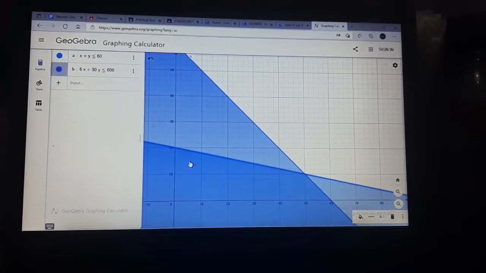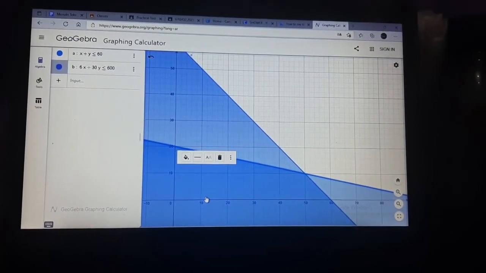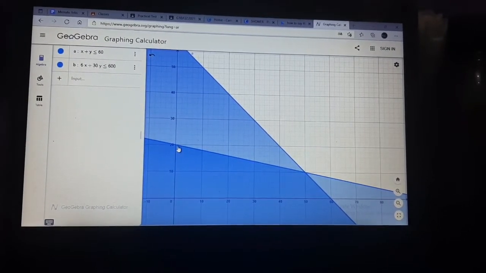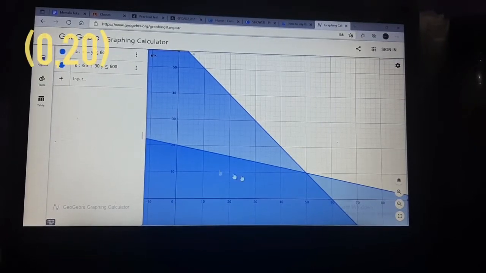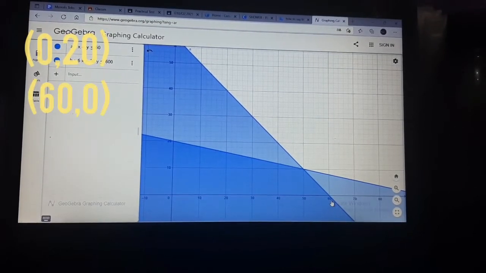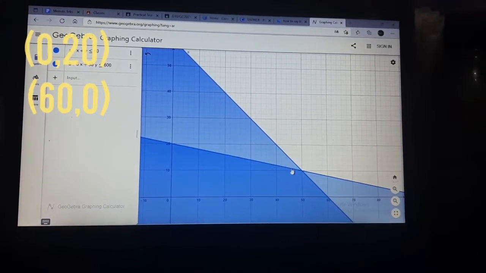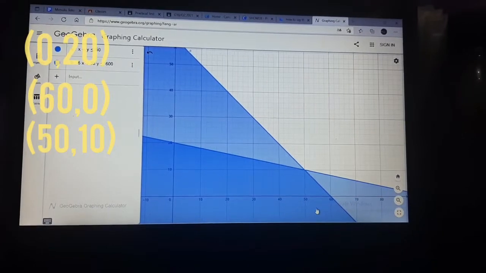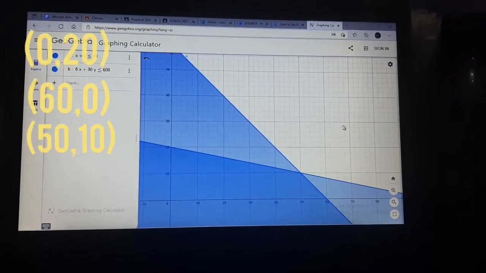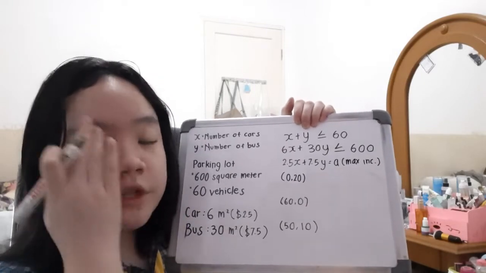We will take 3 points in which the numbers are the maximum, which is here. When Y is the maximum, which is 20, so the point is 0,20. The second coordinate is when X is the maximum, which is 60, so 60,0. And lastly, we will also take the point at the intersection here, which is 50,10. So we have already got our 3 possible coordinates. Now we will include them in this equation.